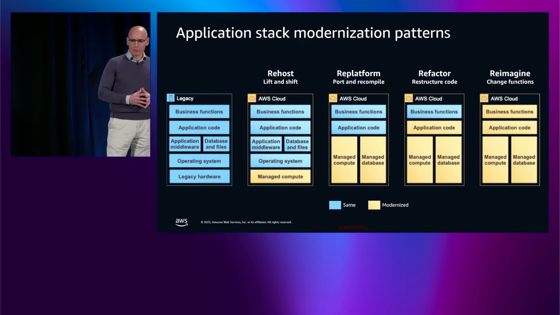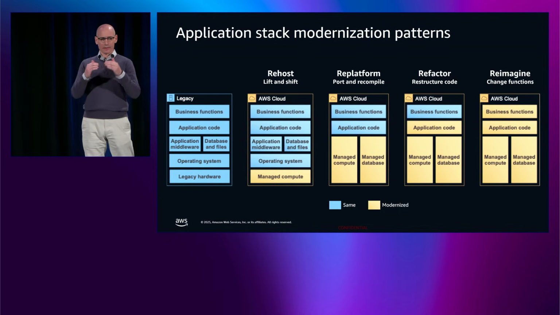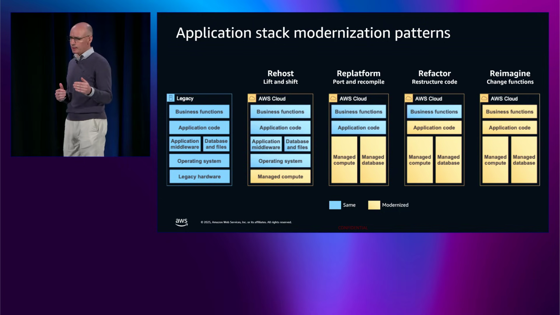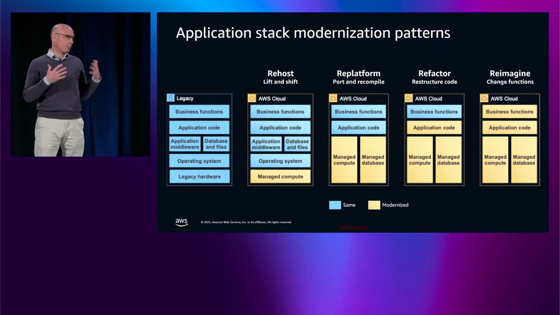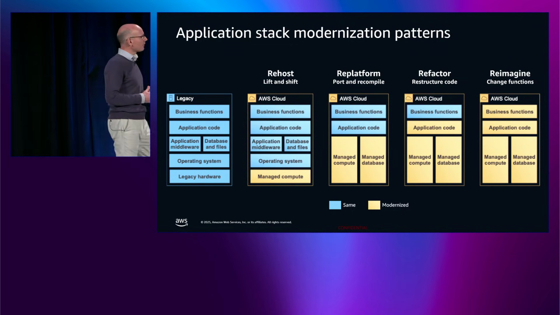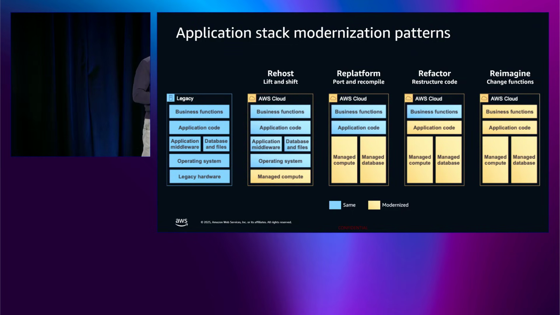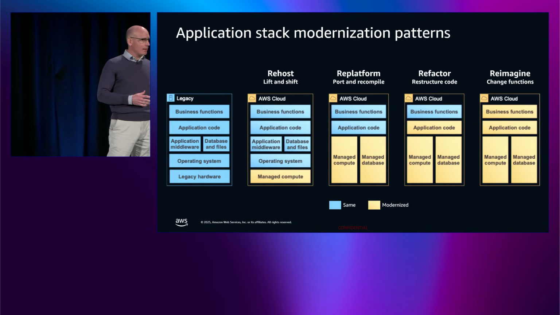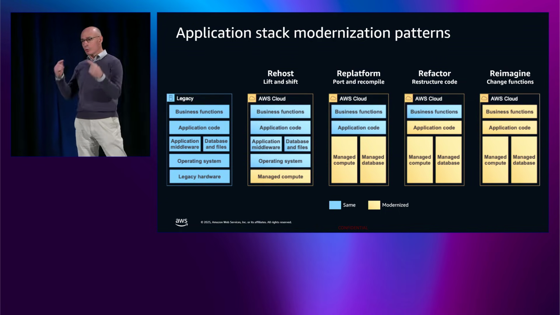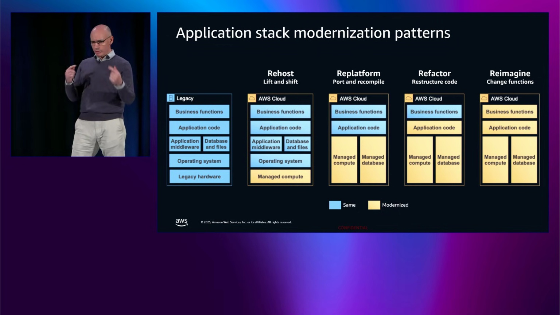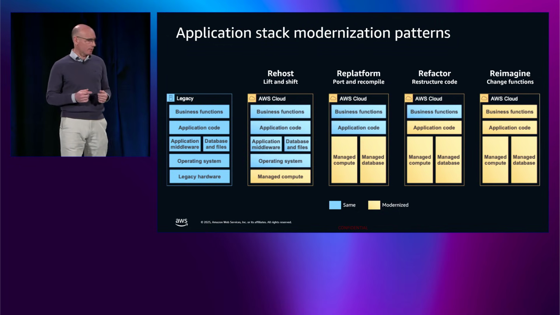Moving to the right, you have the refactor pattern, where you actually start changing the complete application stack, including the language, including the framework, so you can get rid of much more of the outdated technology that you may have within that application stack. But what's very important here is that the business functions are staying the same, which means that you can leverage a lot of tools and automation to do those transformations with speed and at scale.